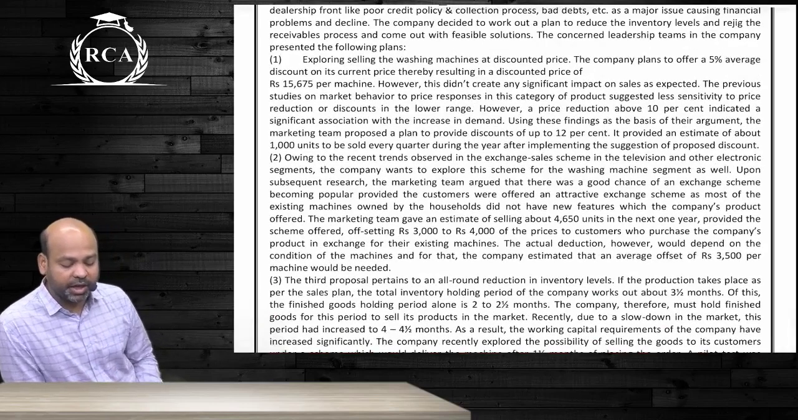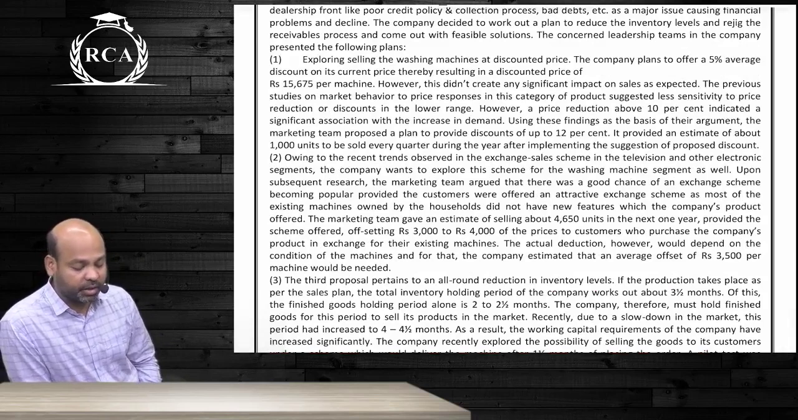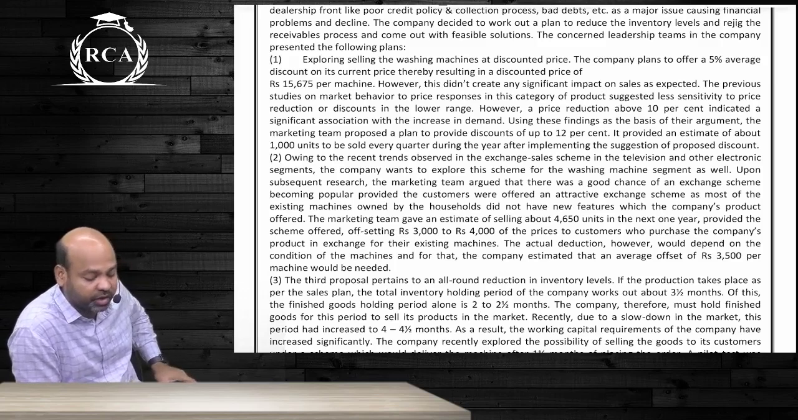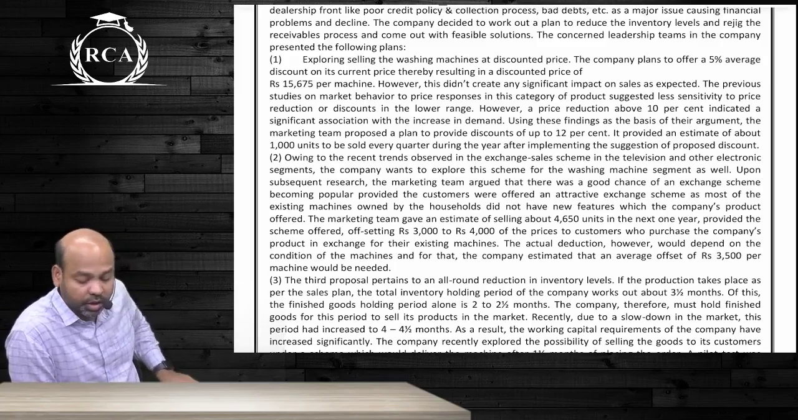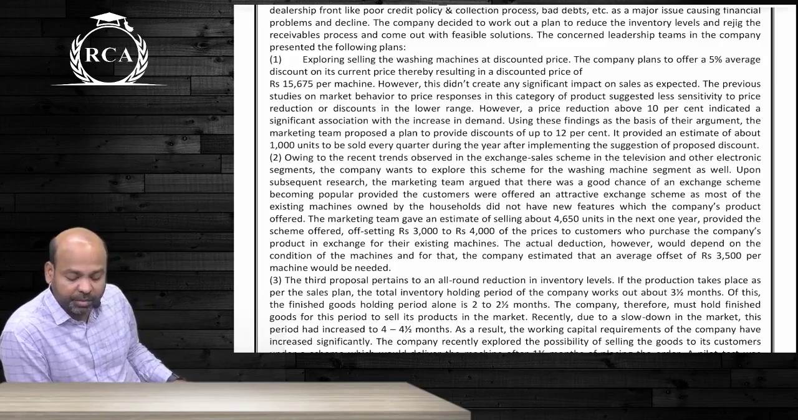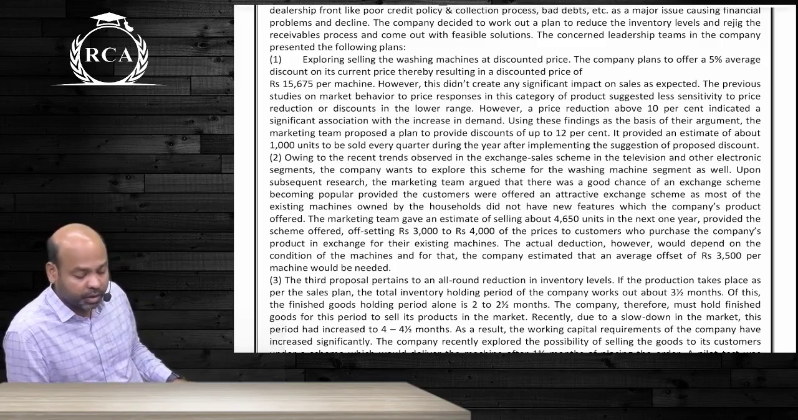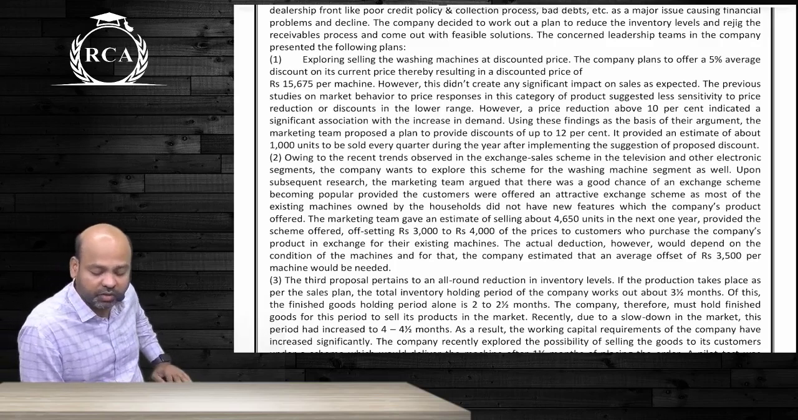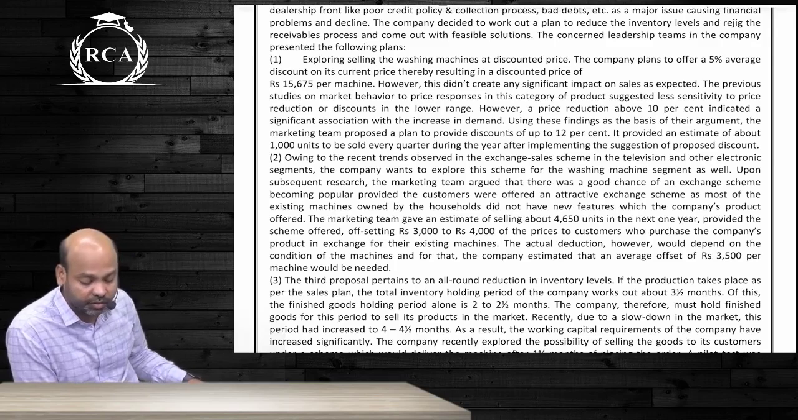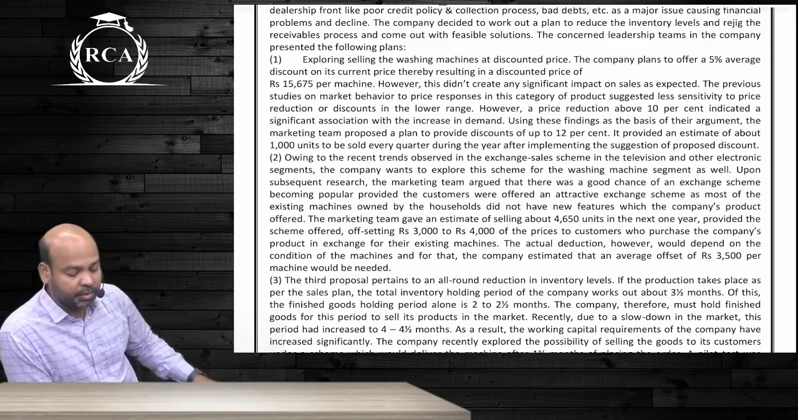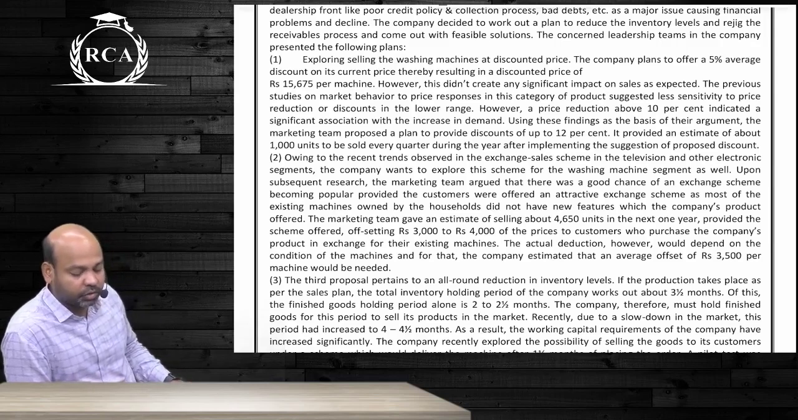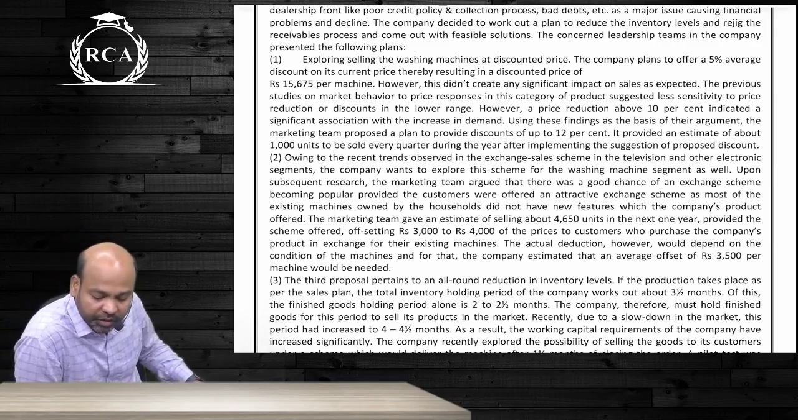However, this didn't create any significant impact on sales as expected. The previous studies on market behavior to price responses in this category of products suggested less sensitivity to price reduction or discounts in the lower range. If the price reduction is above 10%, it indicated a significant association with an increase in demand. Using these findings as a basis for their argument, the marketing team proposed a plan to provide discounts of up to 12%. It provided an estimate of about 1,000 units to be sold every quarter during the year after implementing the suggestion.